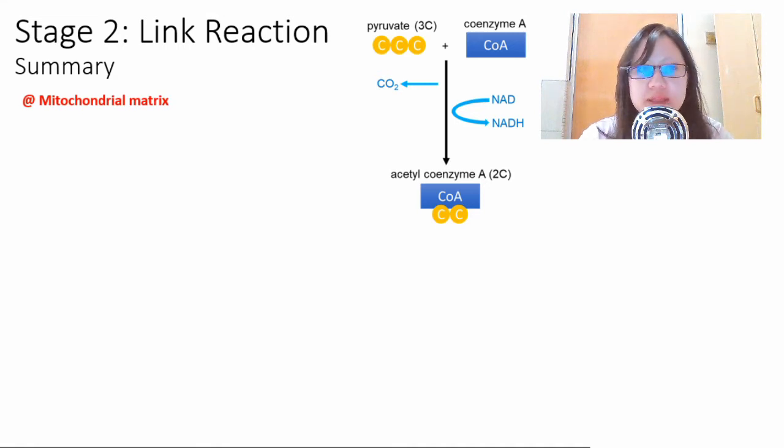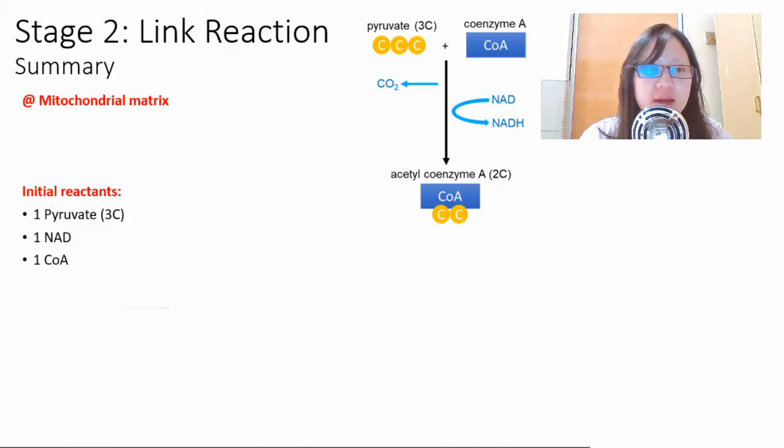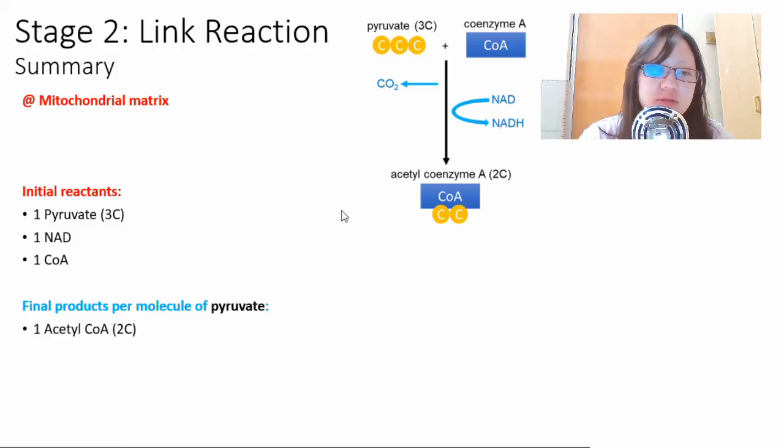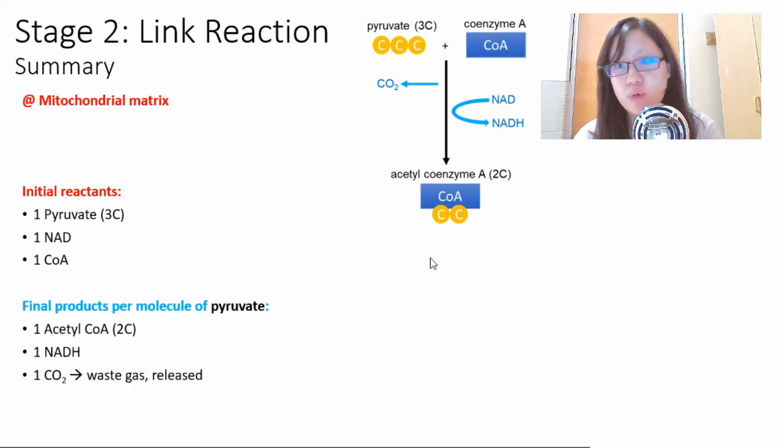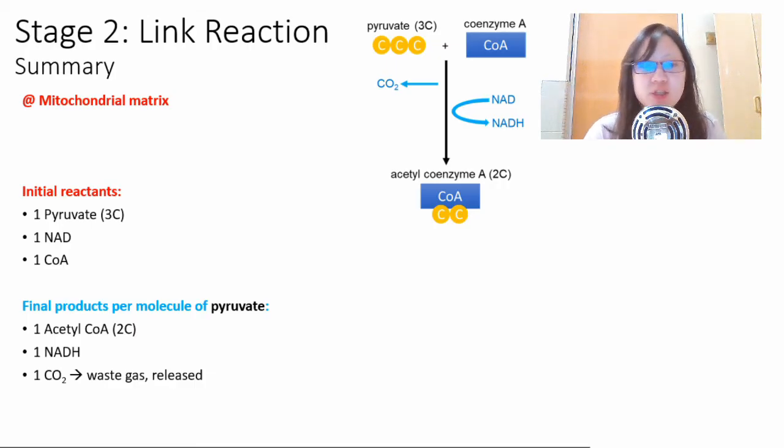So the summary is here. The link reaction happens in the mitochondrial matrix. The initial reactants are 1 pyruvate, 1 NAD, and 1 coenzyme A. And the final products of the reaction per molecule of pyruvate are just 1 acetyl coenzyme A, and of course 1 NADH and 1 CO2, which is a waste gas, a waste product of respiration, and is released.